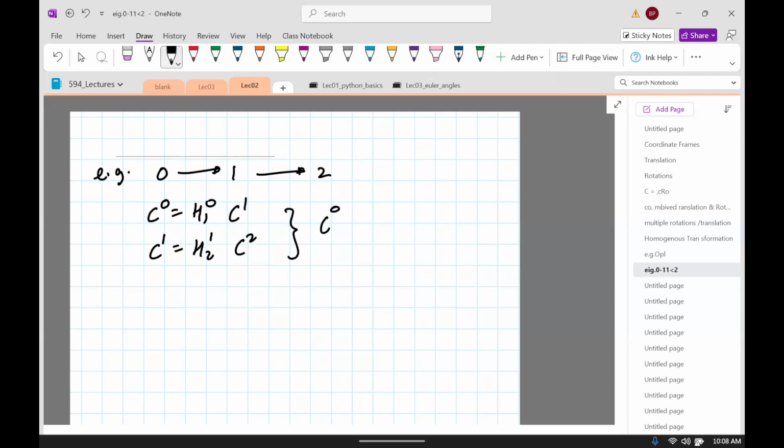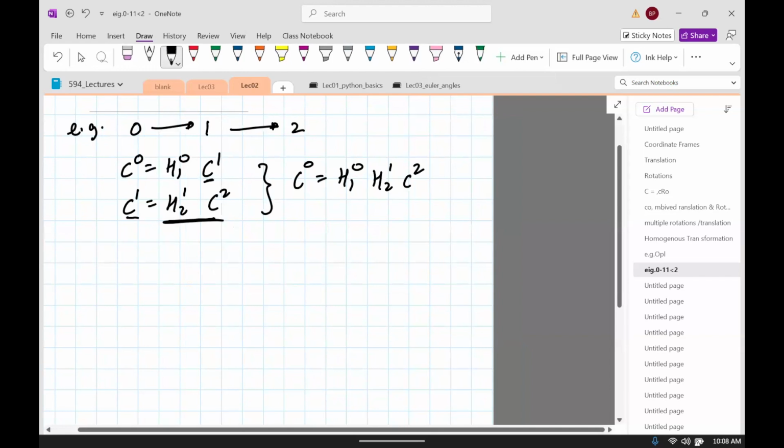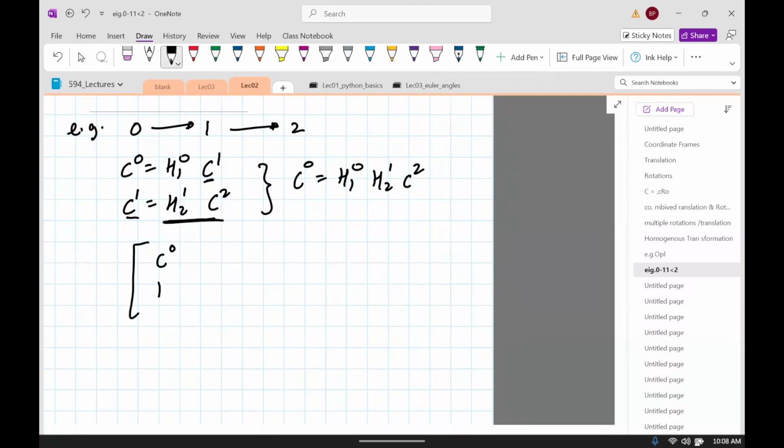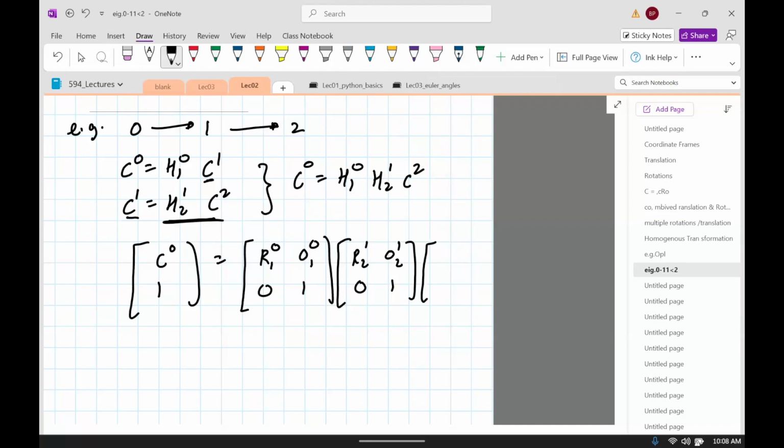So from this, we will eliminate C1. So we can substitute this C1 here as H21 C2. Okay, so let's write that down. This is C, the lowercase C0. H1 is R10, O10, 01. H21 is R21, O21, 01. And C2 is C2, lowercase c, 1.